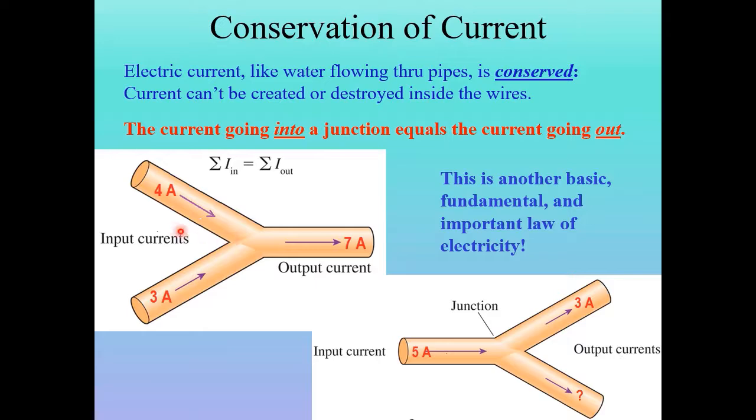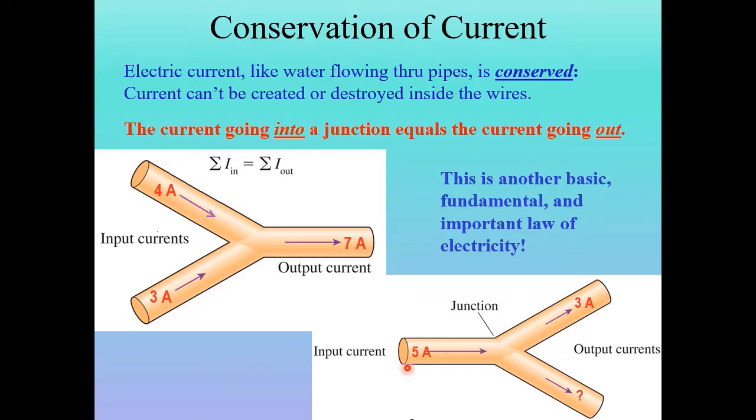So look at this picture here. Let's say we have 4 amps of current flowing through this path, and we have 3 amps of current flowing through this path. Well, since these two paths of currents combine, we know that the total current flowing out must be 7 amps. All right, so this is what we mean by conservation of current. So this is another basic fundamental and important law of electricity that we're going to use to help us solve some of these problems. So take a look at this little mini quiz problem here.